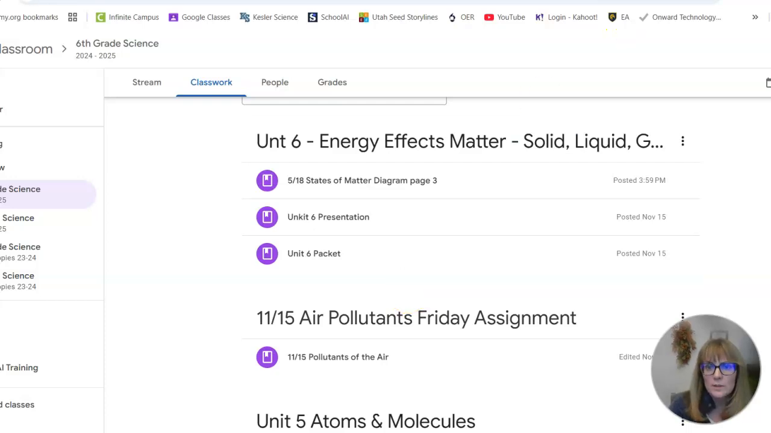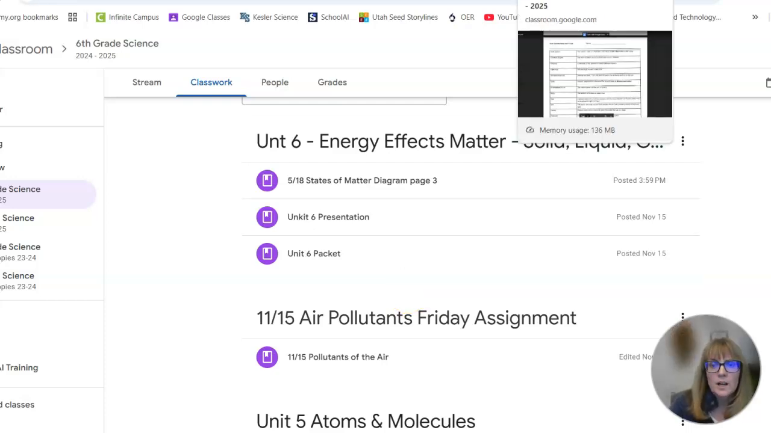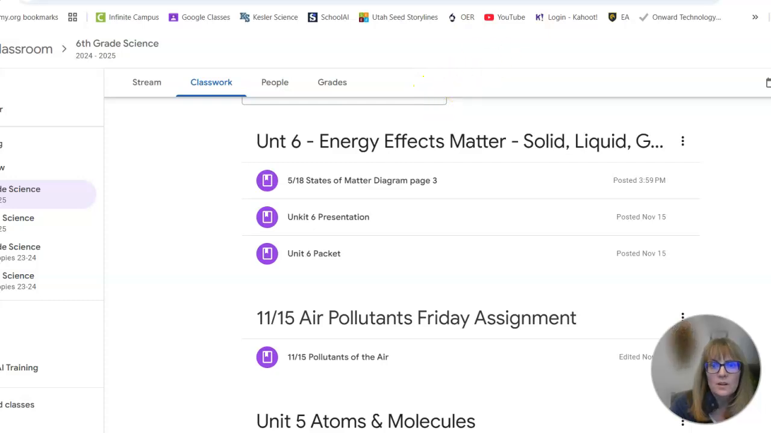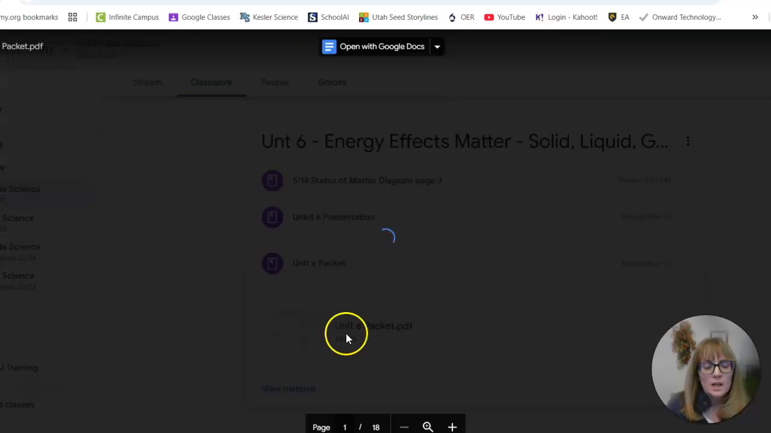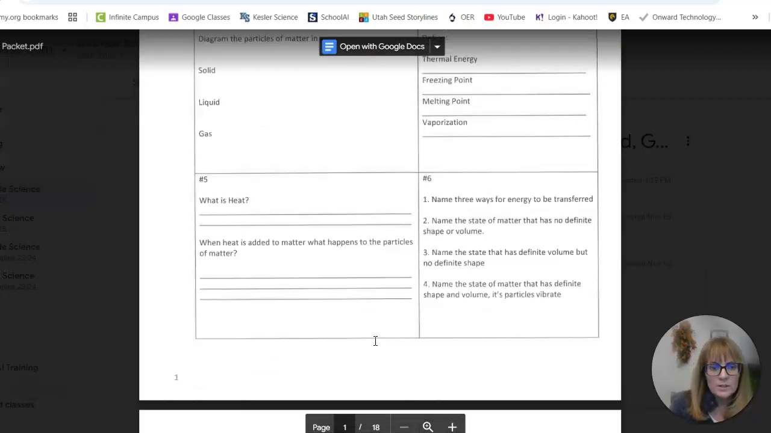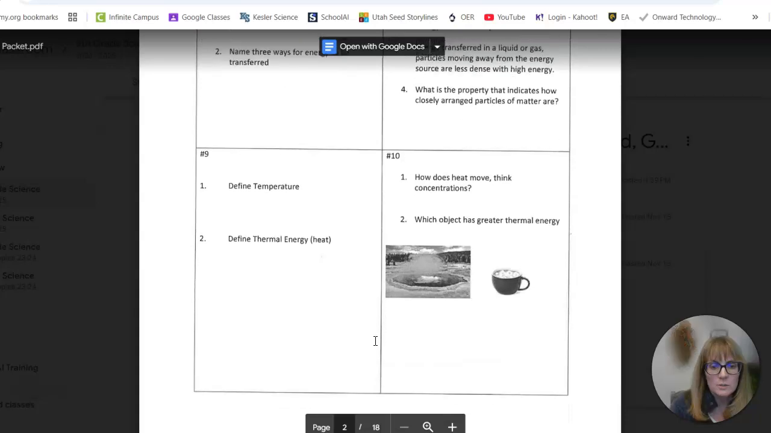So let's just start with looking for this vocabulary. Now, if I go to my Unit 6 packet first here, there is going to start off with my bell ringers. It's just going to be a PDF.